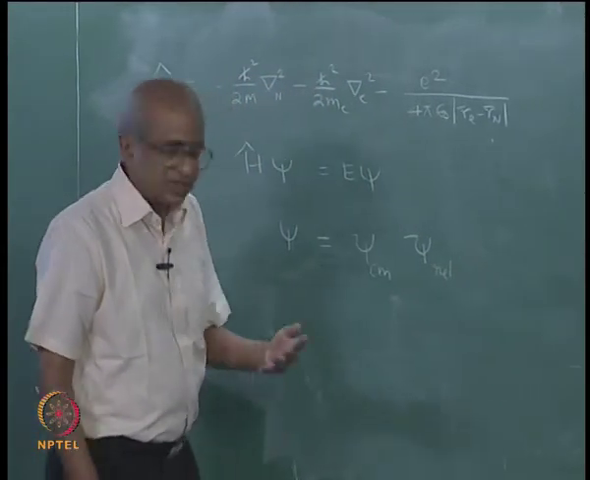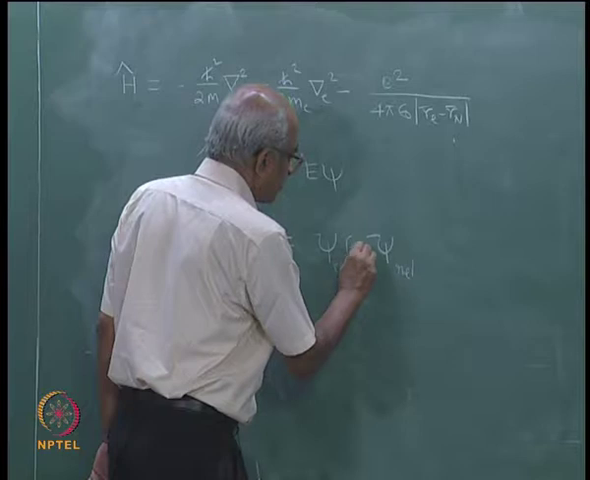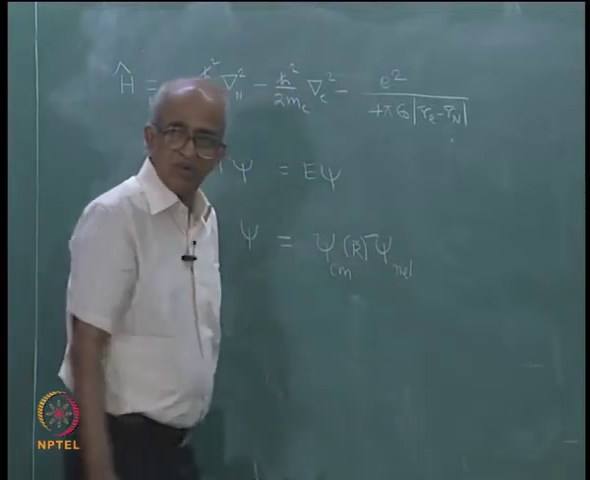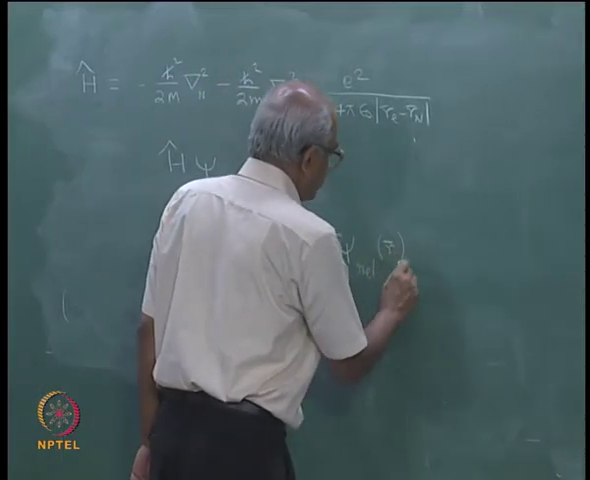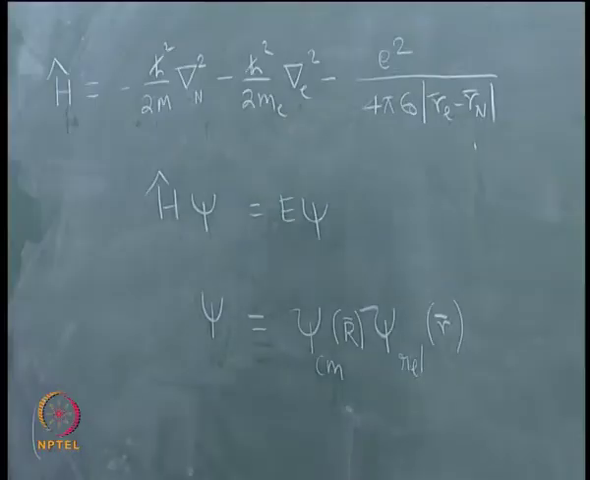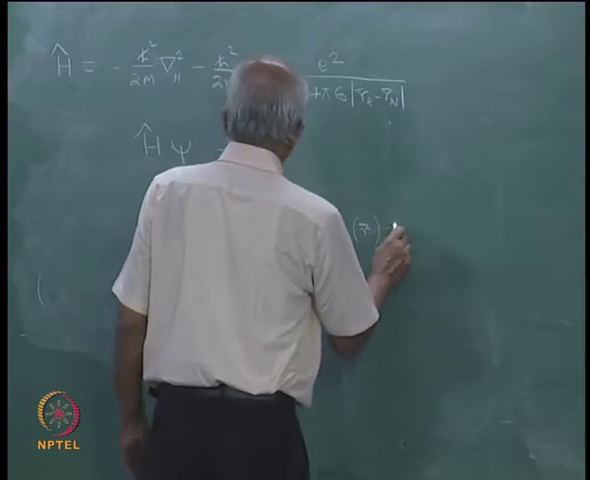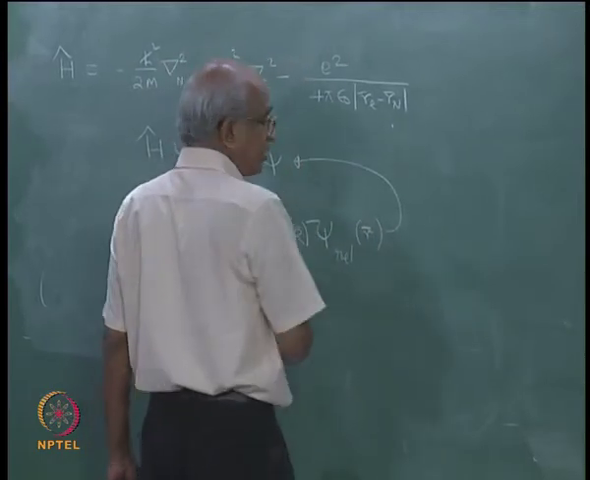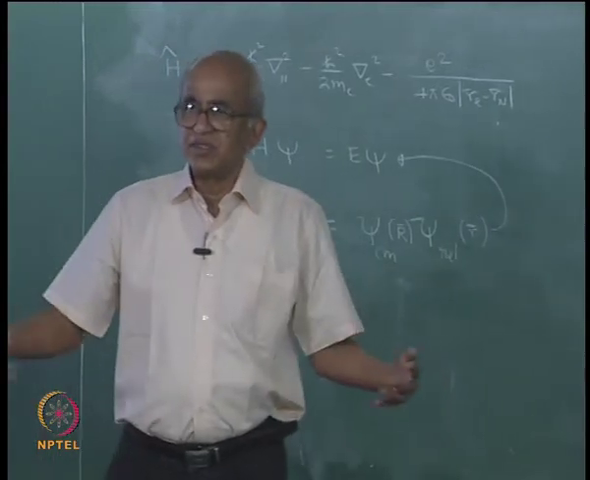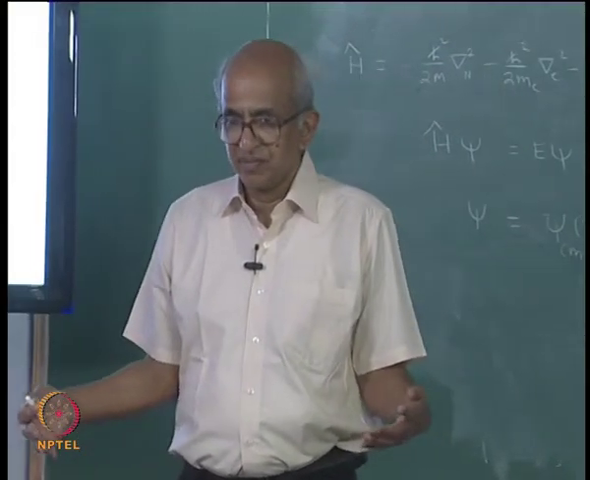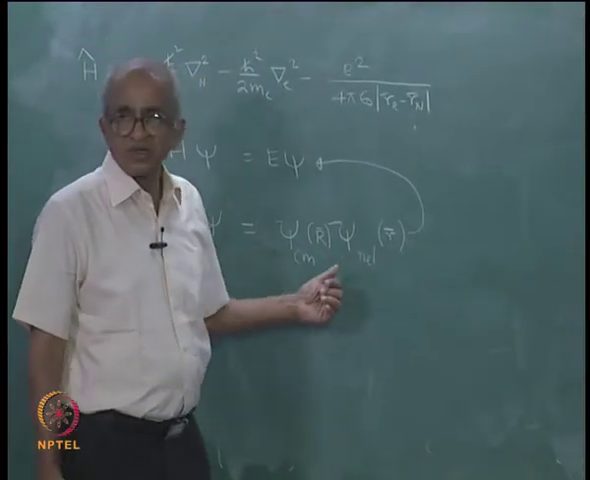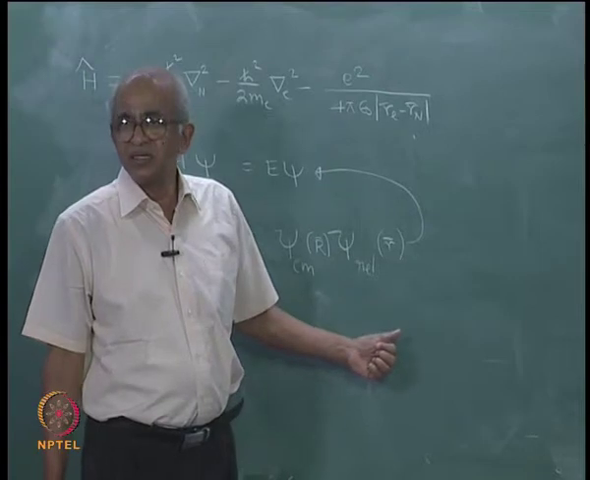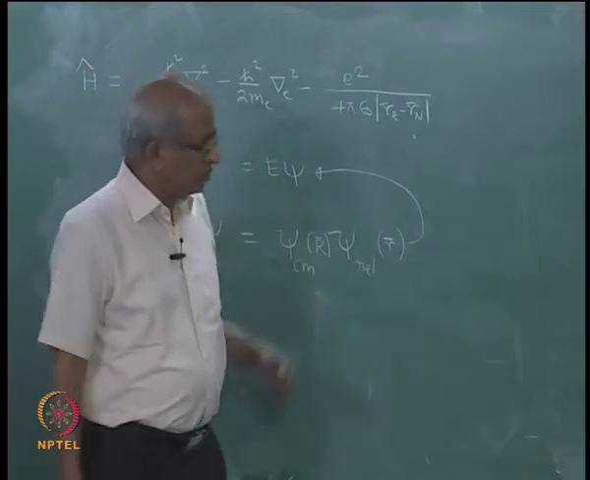The center of mass wave function will depend only upon the center of mass coordinate, and the relative motion wave function will depend only upon the relative coordinate. So, this is what I expect. I can take this assumption and put it back into the Schrodinger equation and separate the variables. It is very easy to separate the variables. Then you will get an equation which will determine psi center of mass. You will also get another equation which will determine psi relative.